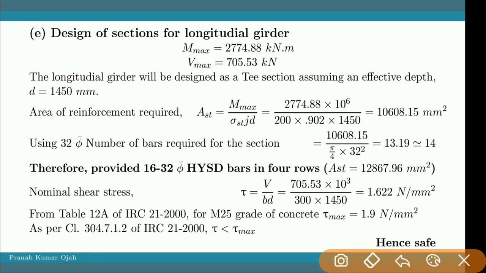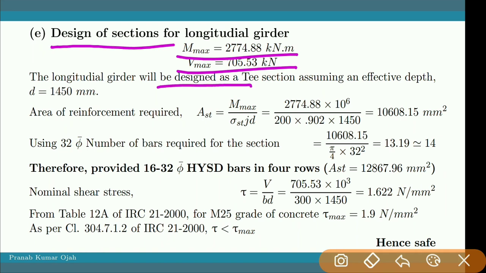See, we have started the design of the section of the longitudinal girder. This is the maximum bending moment and this is the maximum shear force. The longitudinal girder will be designed as a T section, assuming an effective depth of 1450 mm. The total depth we have is 1600 mm, so we have assumed the effective depth as 1450 mm.